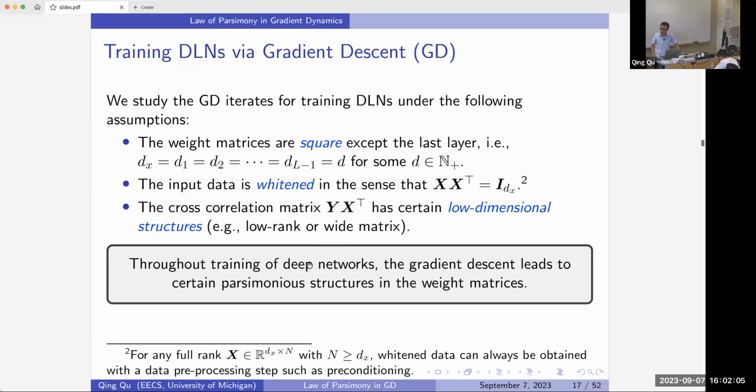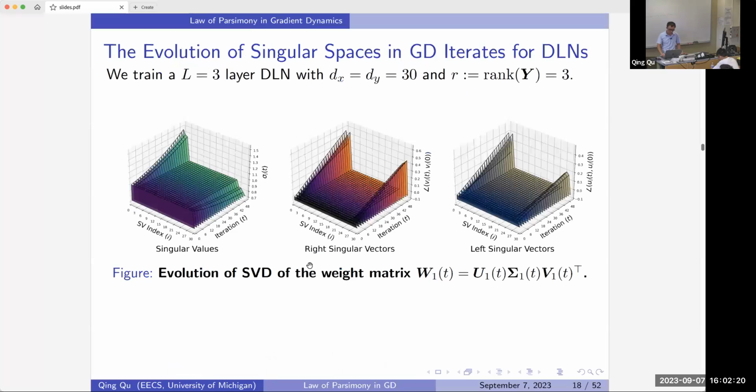And when you consider this problem under this setting, we can show that when you train your deep linear network through gradient descent, then the weights have some very nice invariant low rank subspace structures. So here is an illustration. We train a 3-layer deep linear network with square weights, and we have a 3-class classification problem where the rank of Y, the one hot embedding, is equal to 3.